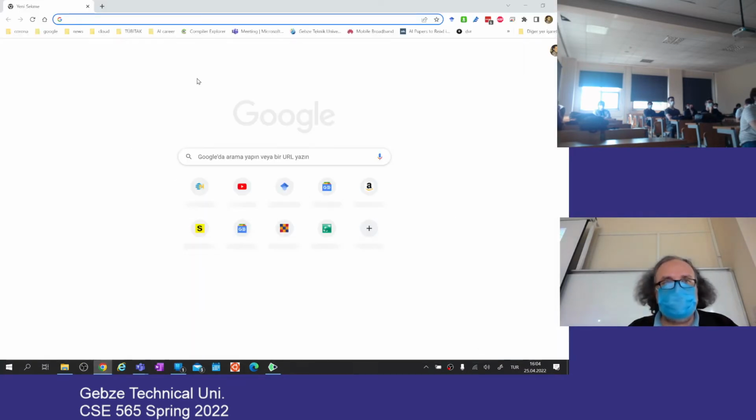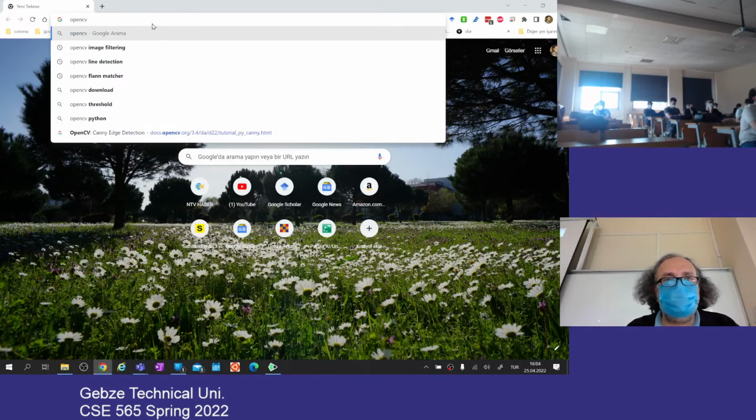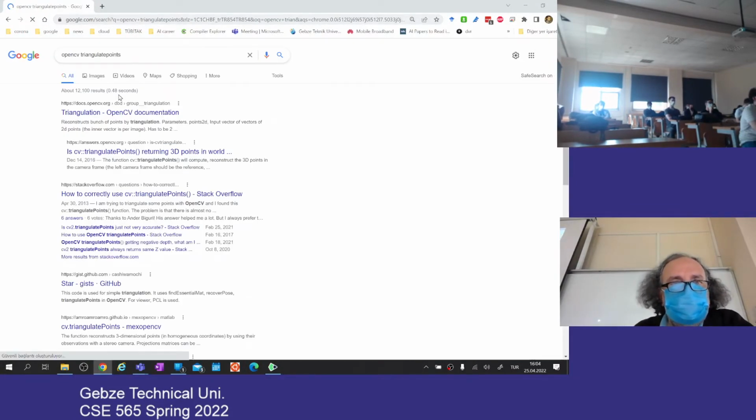Triangulate points. OpenCV. Triangulate points. Yeah, nice. Good. Tutorial, that's better. Let's see if we have an example.